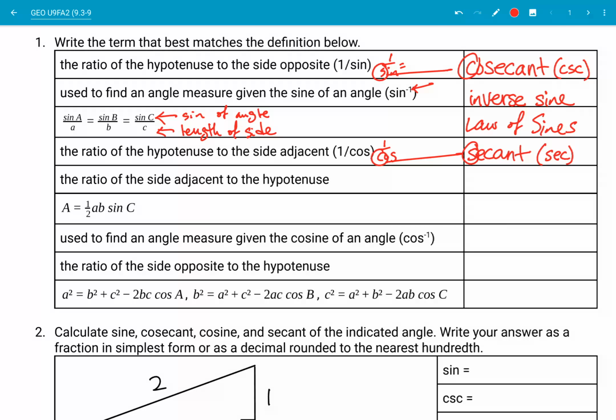Okay, the next term, the ratio of the side adjacent to the hypotenuse. Well, adjacent over hypotenuse, that's cosine. Cosine is abbreviated as COS.